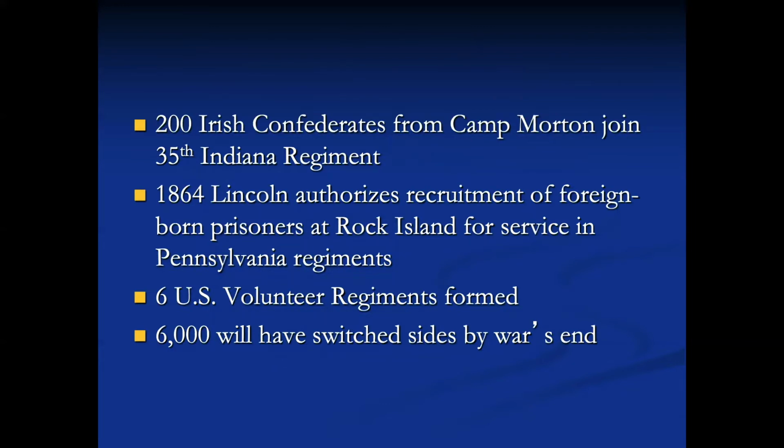In 1864, Lincoln authorizes recruitment of foreign-born prisoners at Rock Island for service in Pennsylvania regiments. Then the 6 U.S. volunteer regiments are formed. These have compiled military service records that are online at Fold3. These are Confederates who sign an oath of allegiance, and there's 6,000 of them, and they go west and fight Indians. So there's 6,000 in the U.S. volunteer regiments alone. There are 1,000 in each regiment.